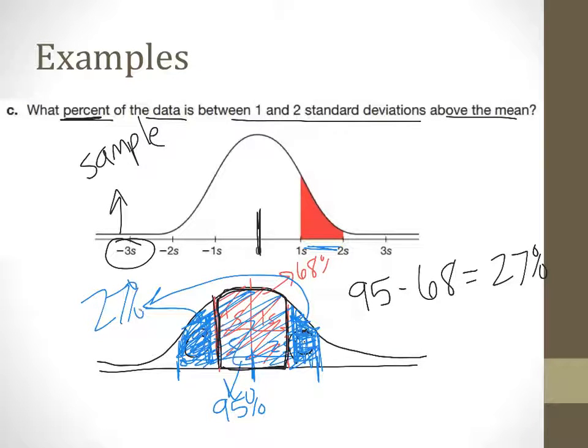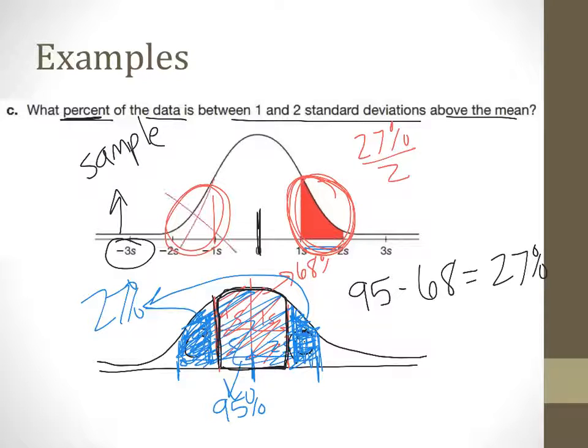Now notice in my problem that I only want this area. Just like last time, I'm going to take 27% and divide it in half because I only have one part of it. I don't have this other area over here. So if I take 27 and divide by 2, that gives me 13.5% of my data. So that would be your final answer.